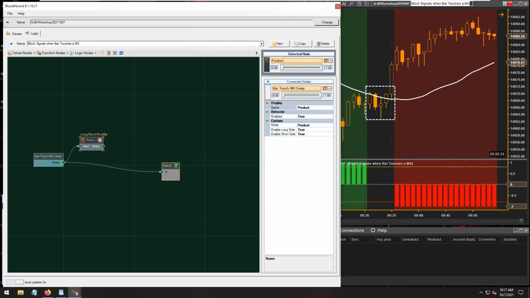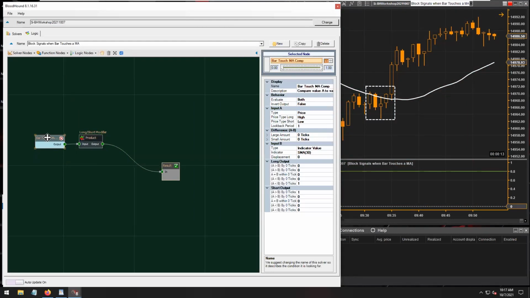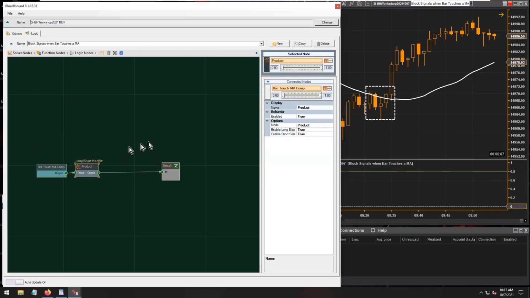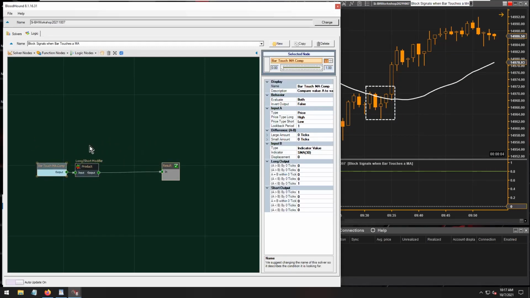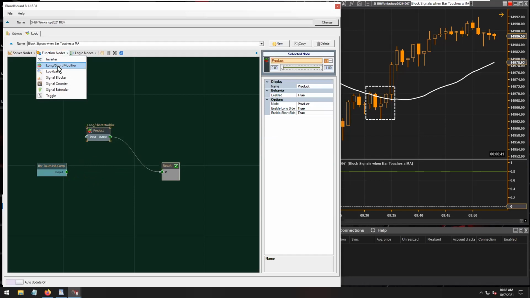So let's adjust our long short modifier. Actually, you know what? Let's do this. I'll get back to that in a moment here. So I will produce two sets of nodes here, one for blocking signals and one for allowing signals here before we finish up. So let's see, we need to adjust our long short modifier here, and actually I'll just leave that one like it is. Let's just grab a new long short modifier here.